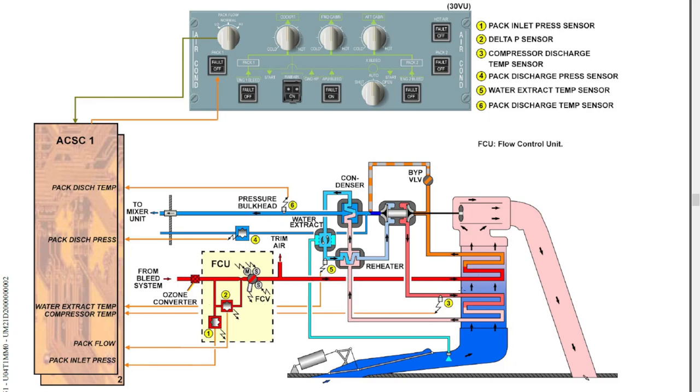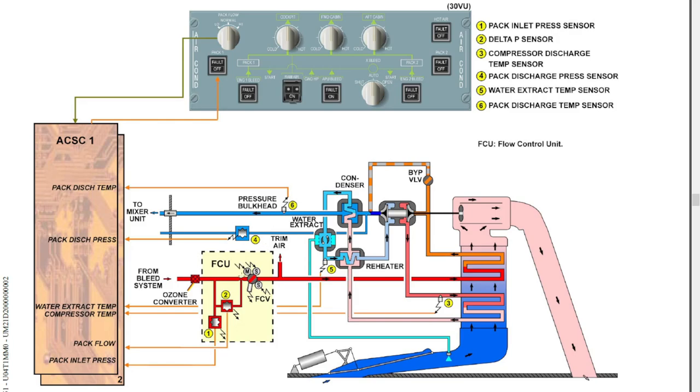Okay, now we'll go through the system again, and we'll fill the gaps in the system, the blanks which I did not tell you when we went through the system earlier. Right, we'll go through the system now. Okay, now we have the bleed coming from the bleed system, which can be APU, engine or the HP ground card. Air goes through the ozone converter. The ozone converter takes out ozone from the air and it comes to the flow control unit.